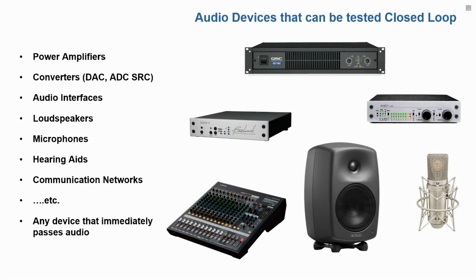Now, here are some of the audio devices that can be tested in a normal closed loop configuration. Of course, power amplifiers, audio converters, digital to analog converters, analog to digital converters, and sample rate converters, audio interfaces, loudspeakers, microphones, hearing aids, communication networks, and basically any device that immediately passes audio.